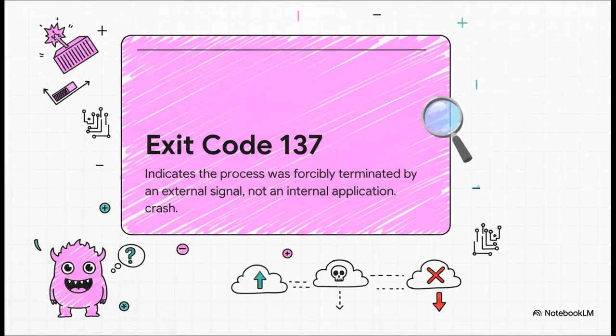So what's so special about 137? Well, this is where it gets really interesting. This exit code tells us that your application didn't crash on its own. It wasn't a bug inside your code that made it fall over. No, this means it was forcibly taken out by an outside force. Something else decided its time was up.